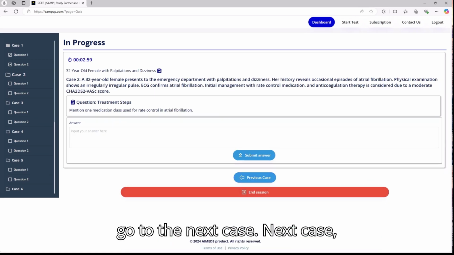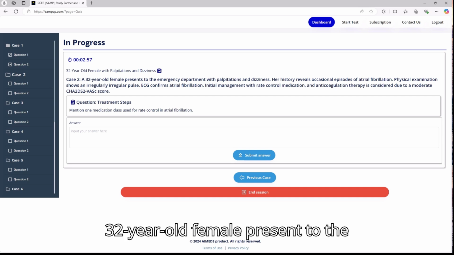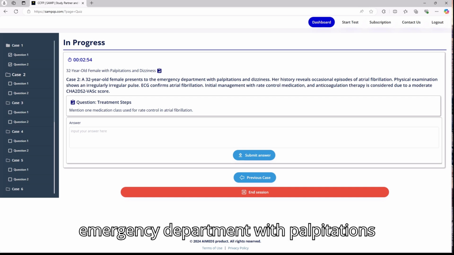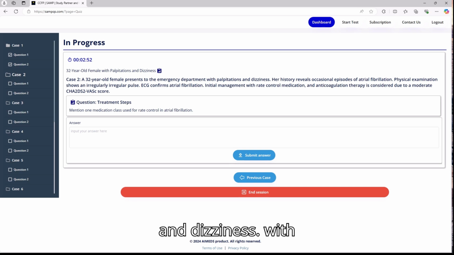Let's go to the next case. Next case: a 32 year old female presents to the emergency department with palpitations and dizziness.